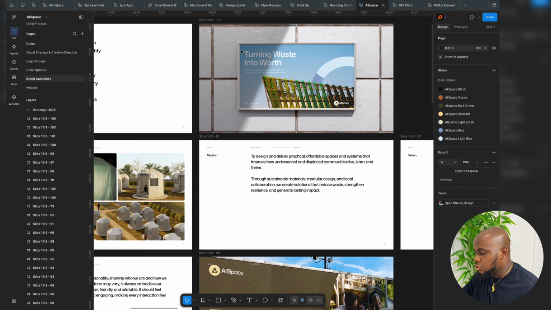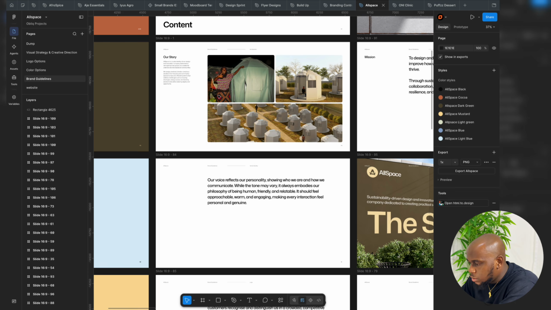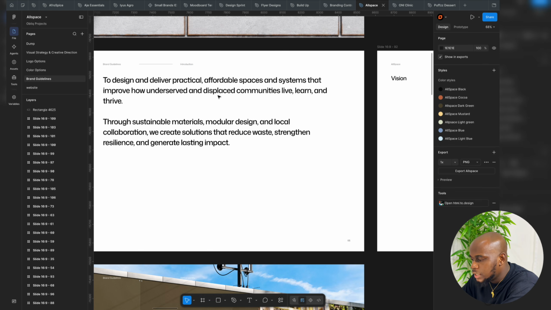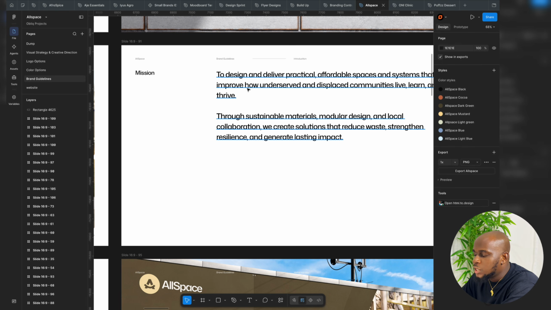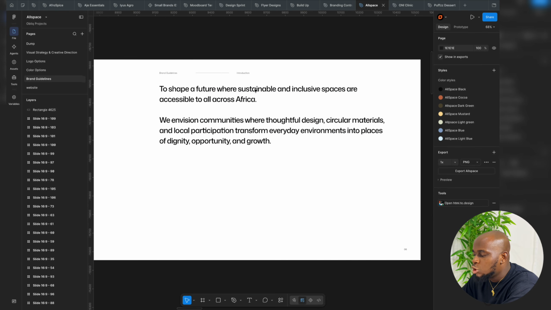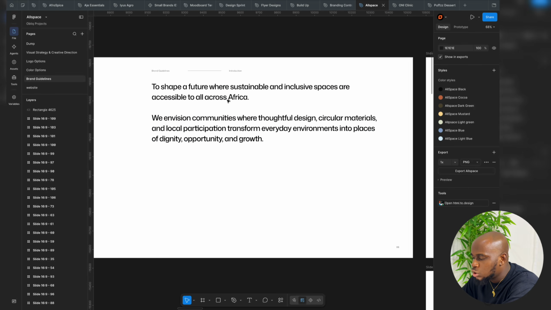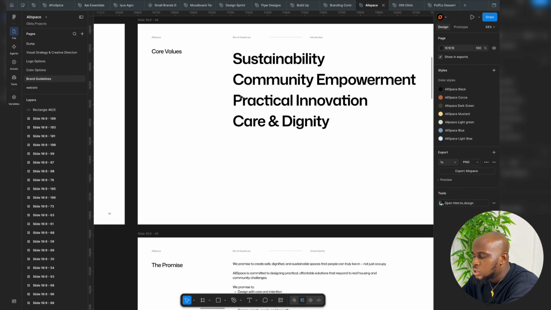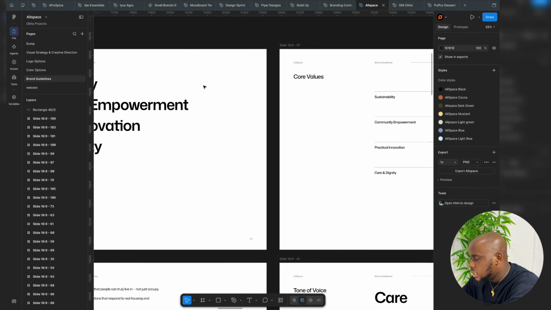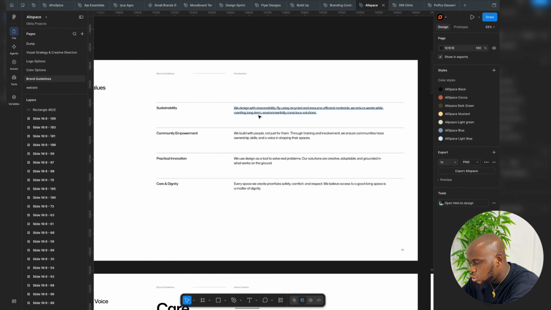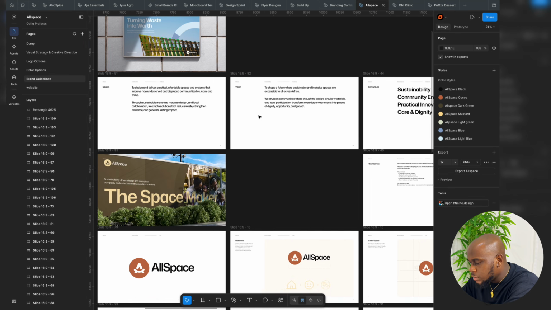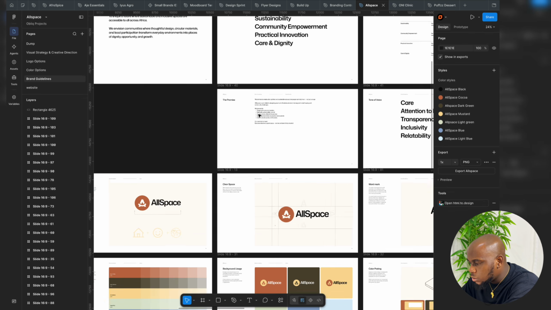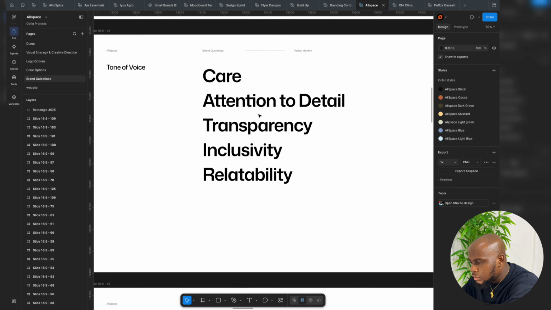We started with an introduction. We talked about their verbal identity, their mission. We checked in with the client to see if this basically communicates what they are going for, their mission and their vision. Then we also brought out their core values. This was derived from the questions and their answers. So core values, we explain what those were. So that's the introduction. Now, for verbal identity, we want to start talking about things like the promise and tone of voice.